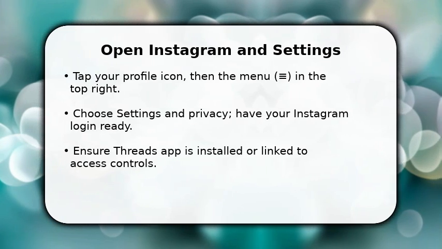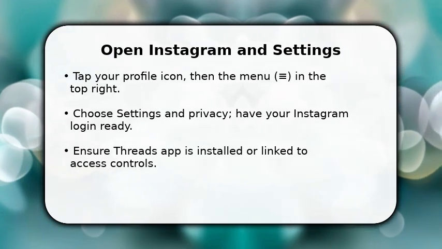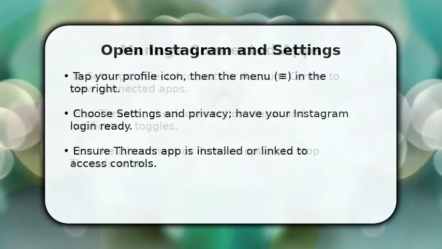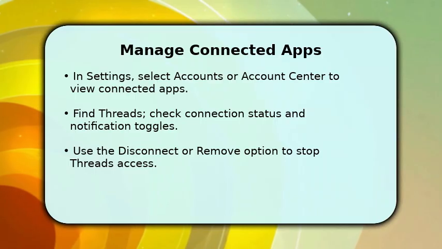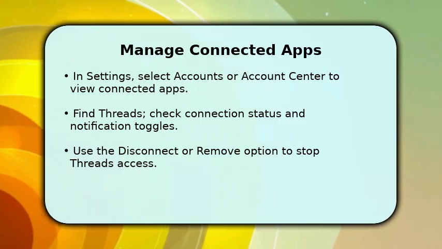Now that you're in Account Controls, go to Accounts or Account Center to list connected apps and services. Once you see Threads, tap it to expose permissions and notification toggles. This explains why it still posts or shows activity.